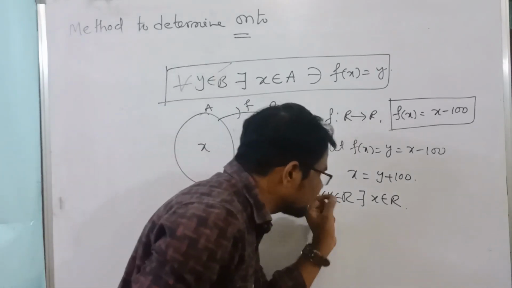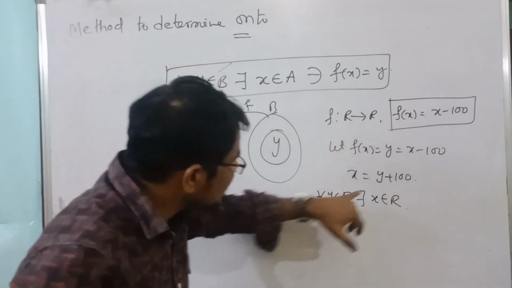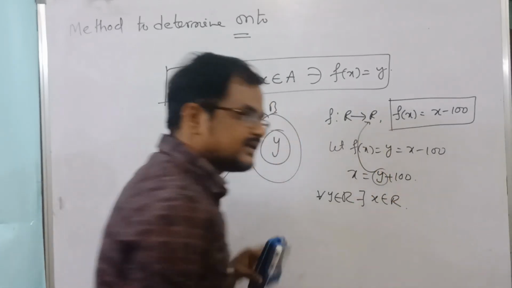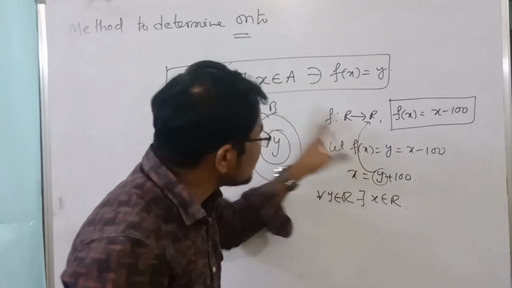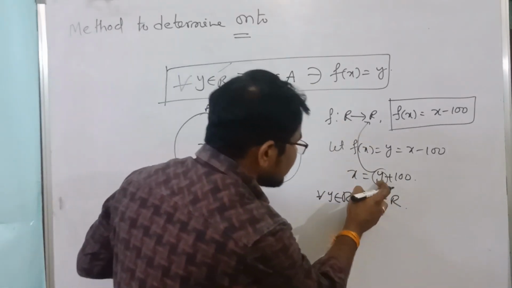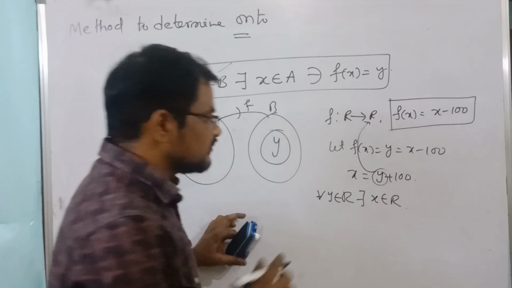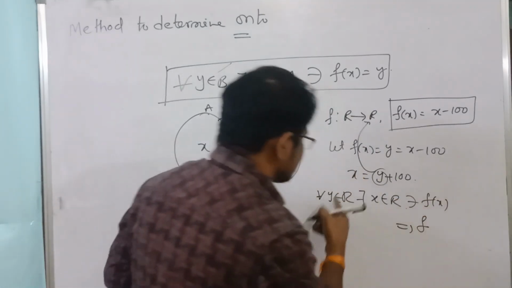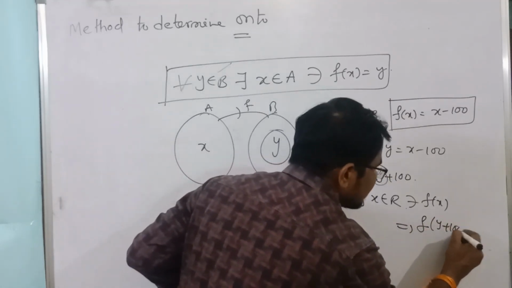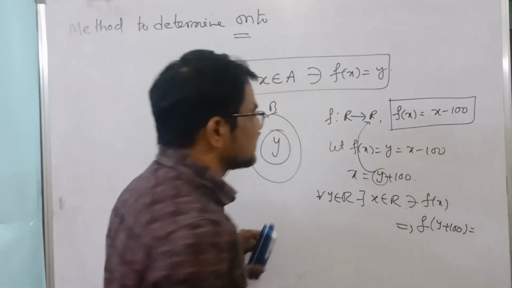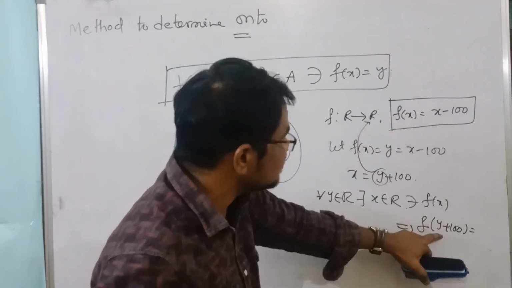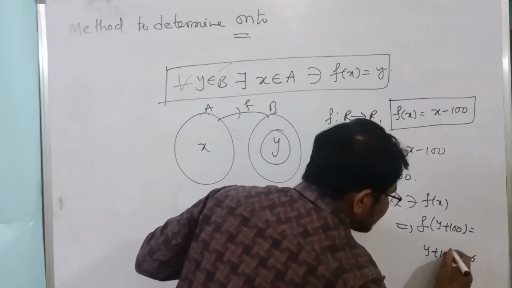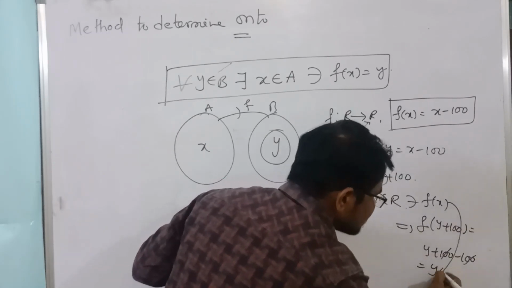Identify the inner meaning of this. For all y belongs to B means in place of y, any real number you take, x also belongs to real numbers or not? Yes, sir. So any real number you take, x is also a real number, such that f of x, where x is y plus 100, substituting, f of x equals y plus 100 minus 100, that is equal to y. So f of x equals y.